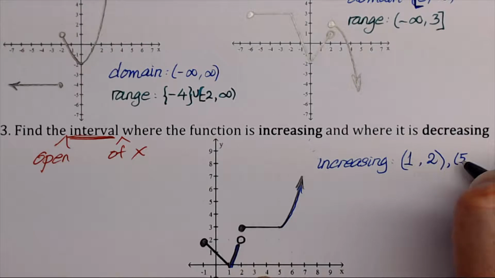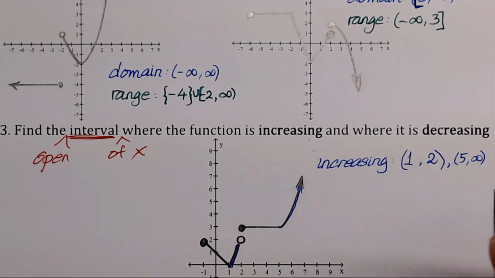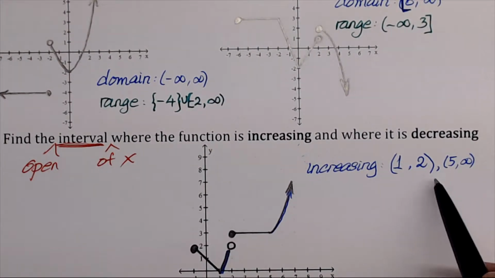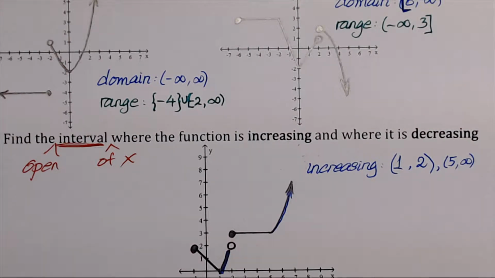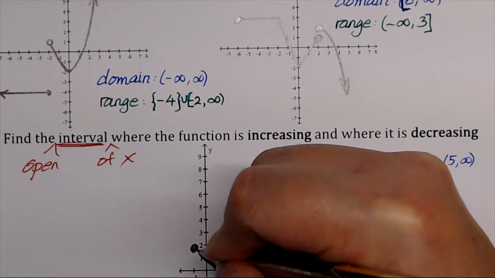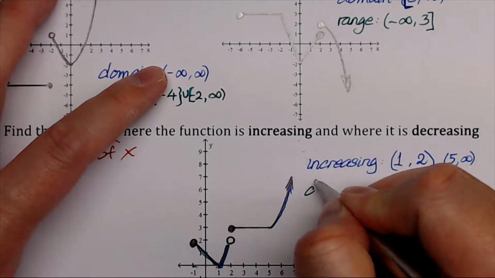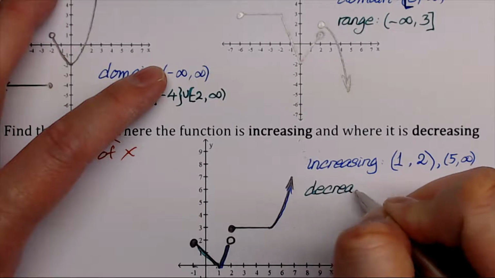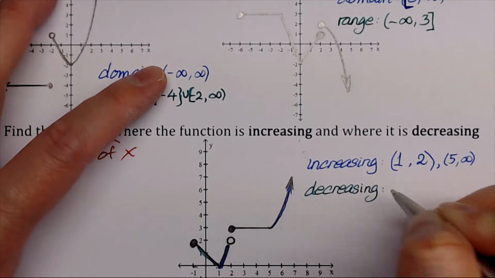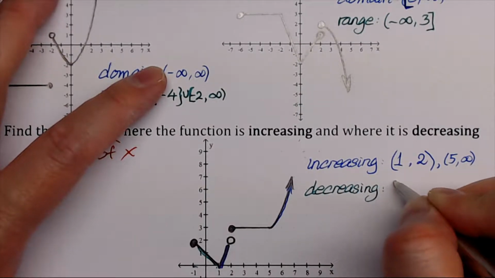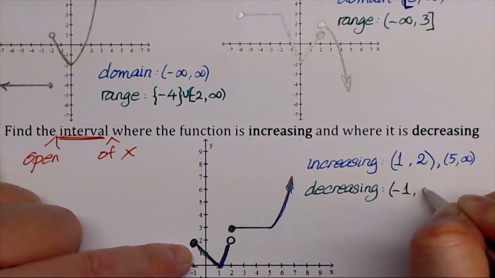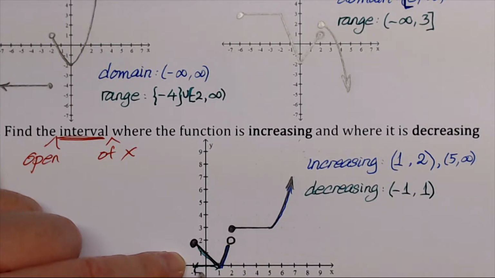Notice that we're going to write just a comma in the middle and not a union. It should not be a union. Alright, decreasing is where the function goes down. With that part, the x values will be -1 to 1. So whenever we write, we only write an open interval of x from -1 to 1. Yes, for that open interval.